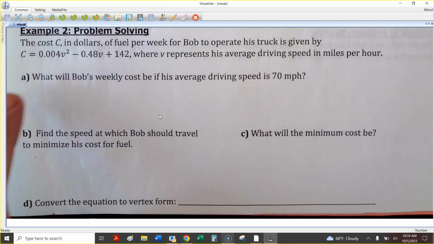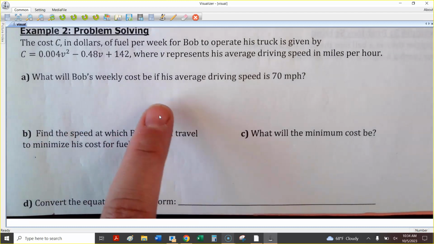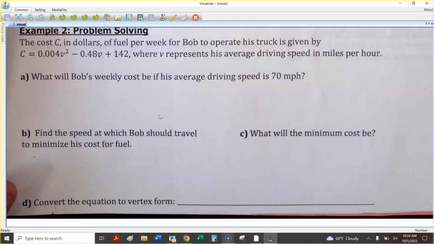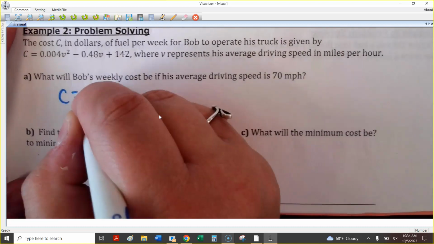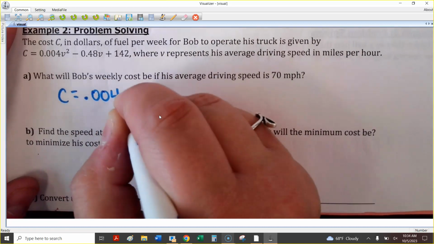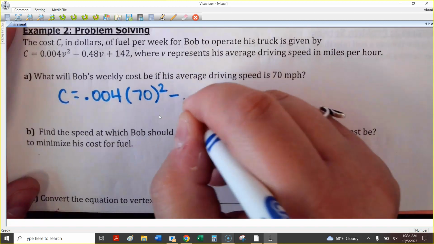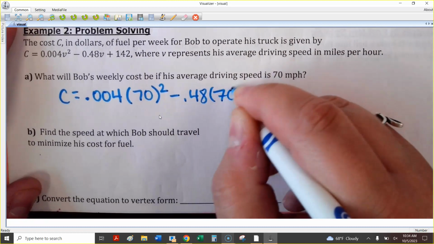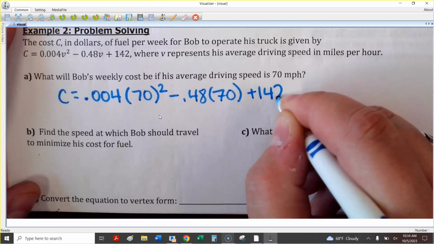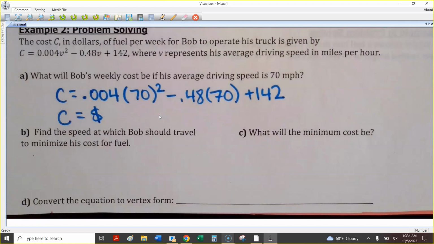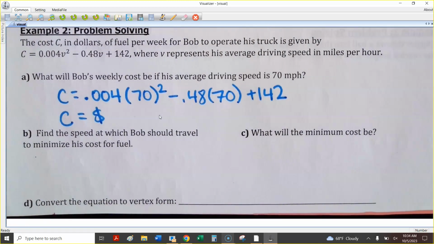The first question just says, what's Bob's weekly cost going to be if he drives an average of 70 miles an hour? Like, how would I figure out his cost if I know his average speed is 70 miles an hour? Plug it in. That's it. You're going to plug in 70. Now, when you type this in, there are 2 zeros in front of that 4, so 0.004, and then plug in 70, don't forget to square, minus 0.48 times 70, and then plus 142. So see if you can figure out this cost for him. How much is it going to cost him if he averages 70 miles per hour?